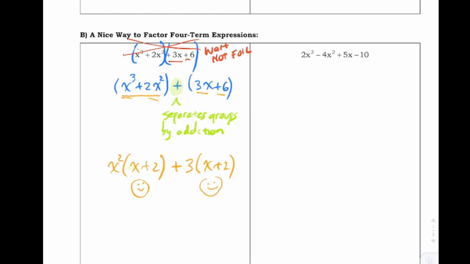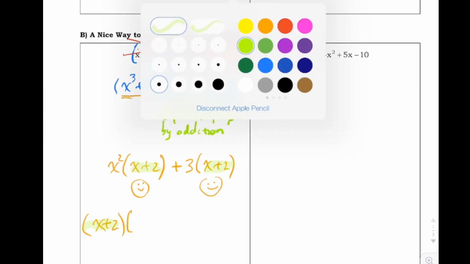See? I got a thing, and then I got the same thing. That's how you know it's working. And so then you can take that thing, called the x plus 2 really, and undistribute it. Pull it to the front, leaving behind... Again, I've pulled out the x plus 2. I've pulled this out. Notice what my leftovers are here.